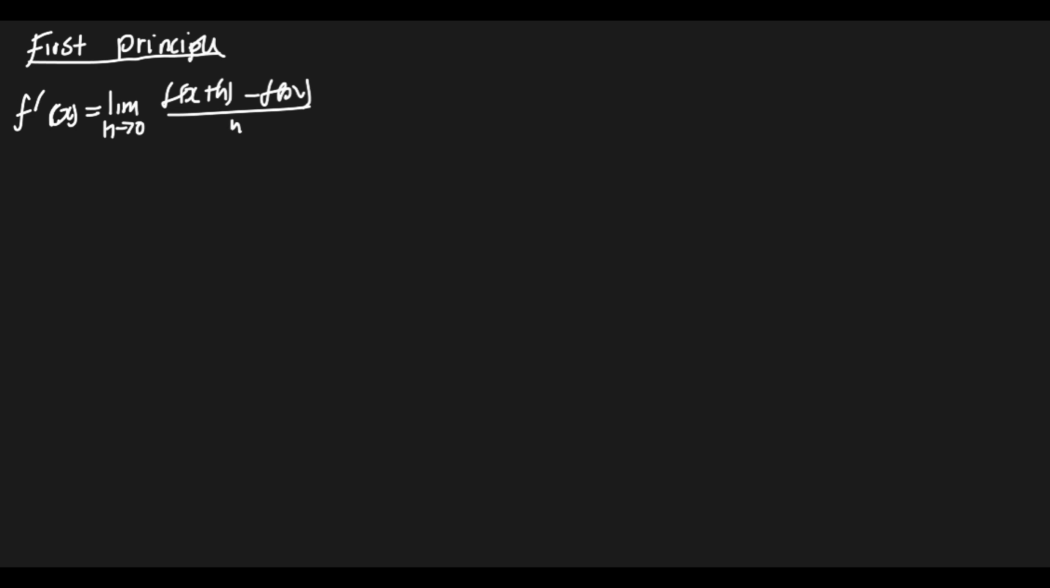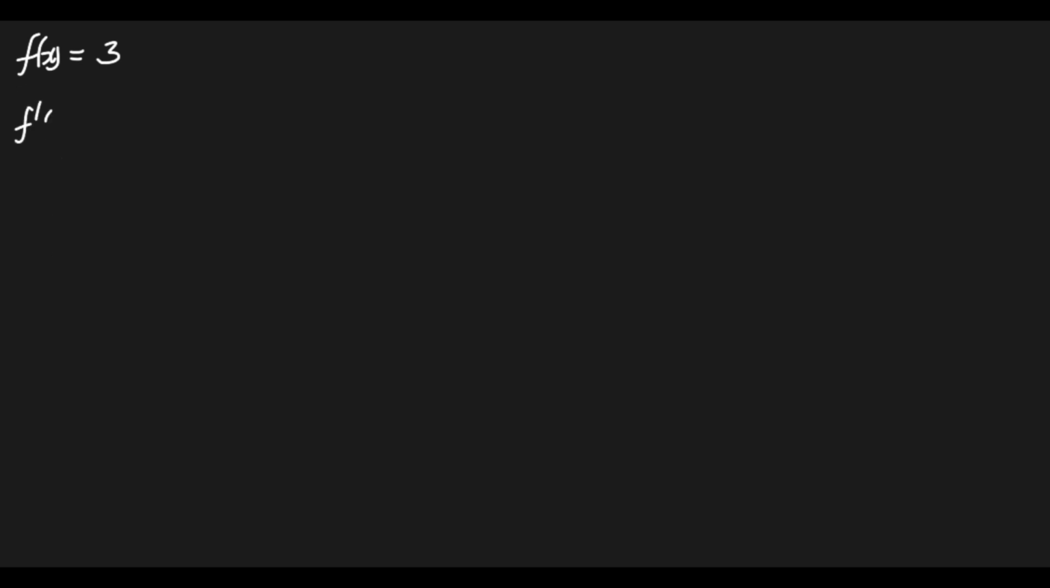Now you only use this principle if you are told to use it, and remember, whether you use the first principle or the power rule, the answer should always be the same. Now let's look at the first example. Let's differentiate the following. We'll begin with the function f of x is equal to 3. So we have just a constant, and we know that the derivative of a constant is always 0.